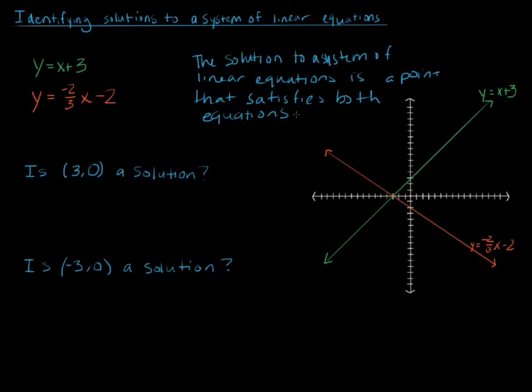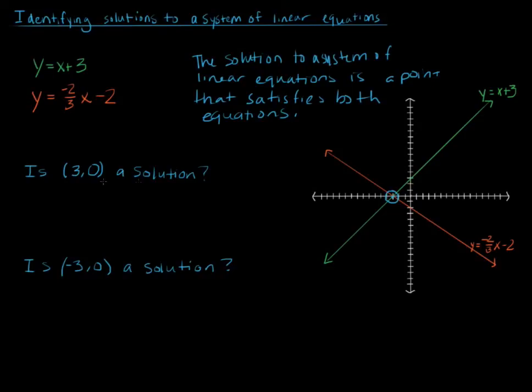When we look at it graphically, it's the place where the two equations meet. So in this case, it would be right here. The two equations are y equals x plus 3 and y equals negative 2/3 x minus 2. The solution is the place where those two equations meet. But it's also the case that in terms of an equation, the solution is going to be a point that satisfies both equations.